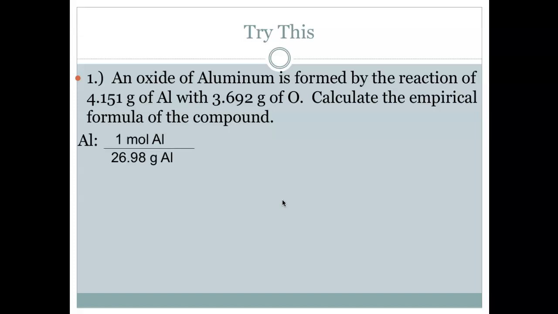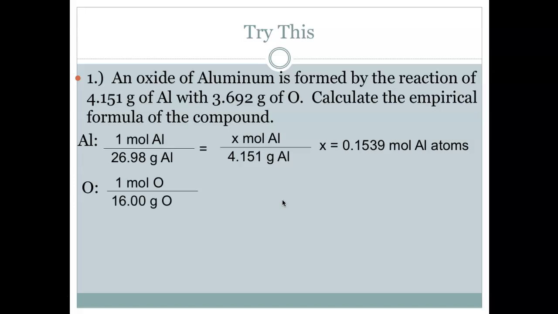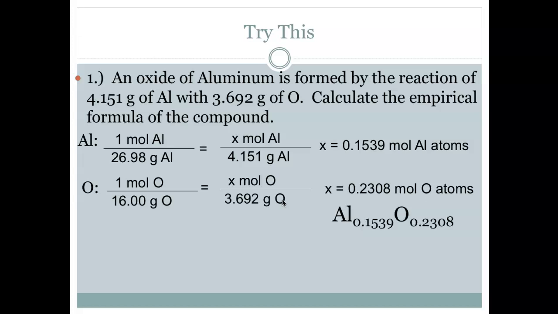First, aluminum. We know that 1 mole of aluminum is equal to 26.98 grams of aluminum. So setting up our proportion, we solve for x and find that we have 0.1539 moles of aluminum. Repeating this procedure for oxygen, which has a molar mass of 16 grams, we find that we have 0.2308 moles of oxygen. From here, we'd be left with a ratio of 0.1539 to 0.2308. However, you can't have a formula with decimals in it, so we need to convert these values to integers.